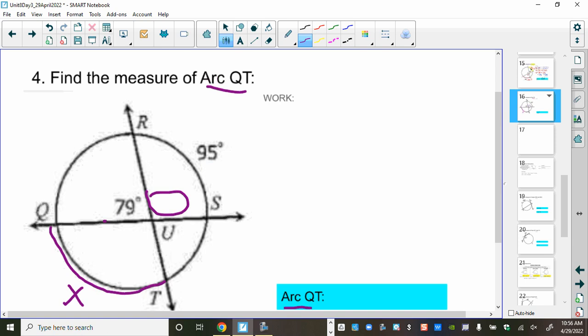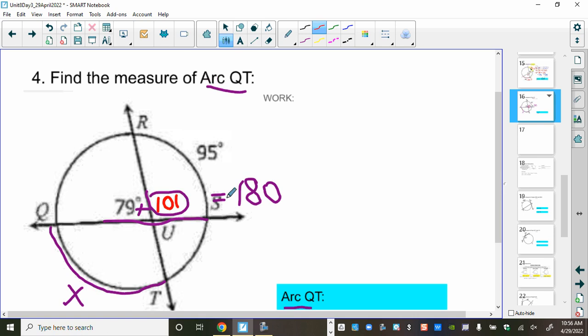Okay, look at this line real quick. What does it form? This line right here forms a straight line. So 79 plus something must give us how much? Remember, a straight line is 180. That angle is going to be 101. 180 minus 79 is 101.